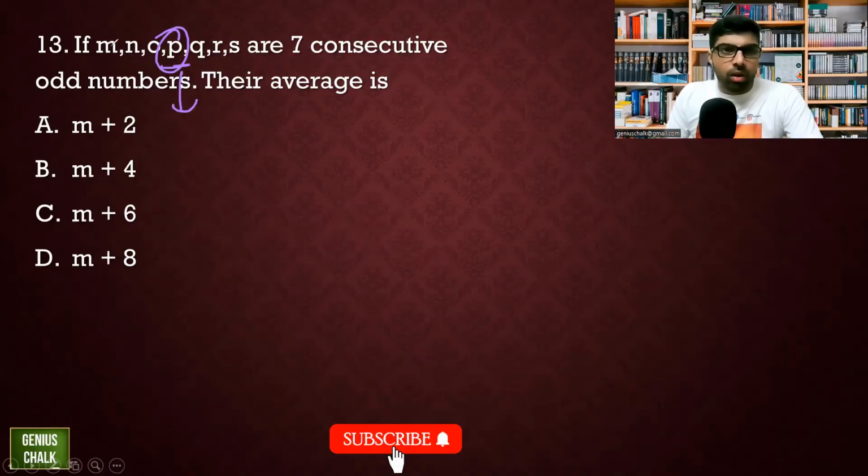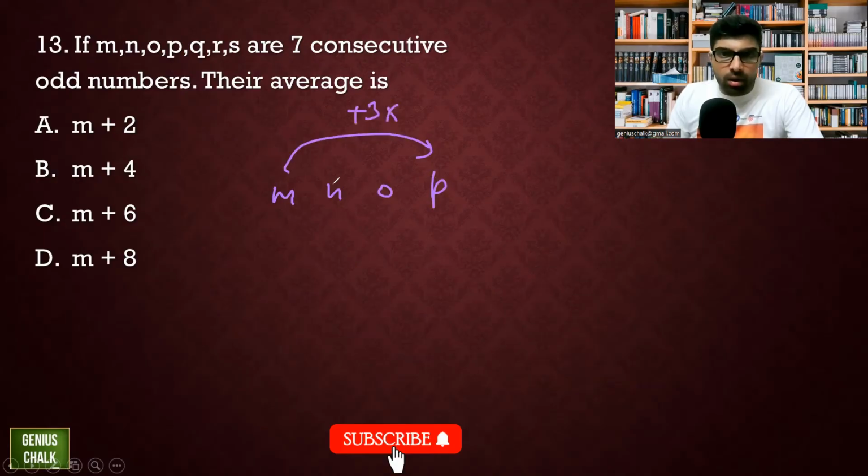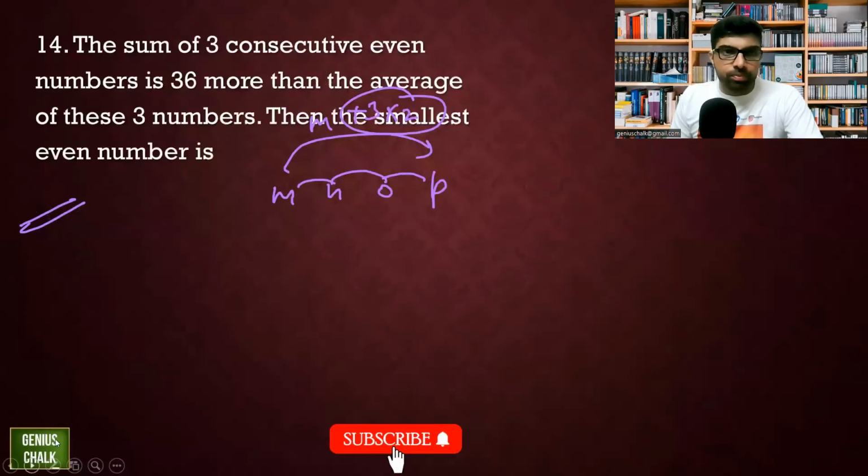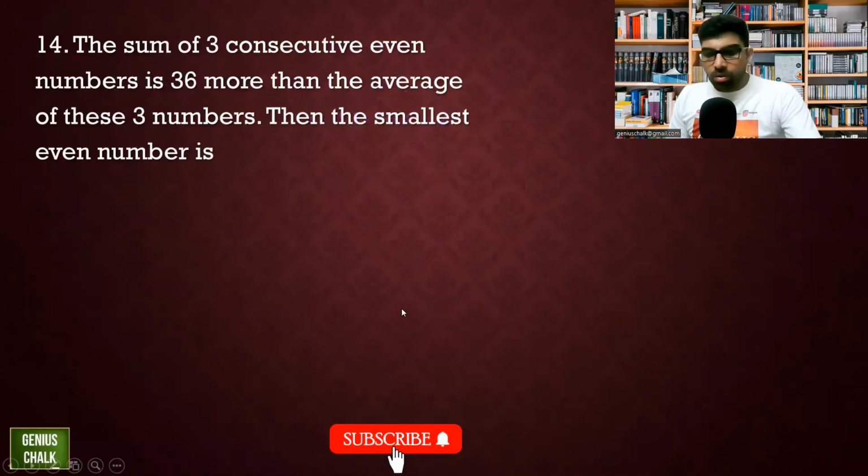Now, if this is the first term, how much gap is there? 1, 2, 3. So with M, N, O, P there is a gap of 3, and every number has a difference of 2. So M plus 3 into 2. In that way, you can solve this even faster. All right, now come to the next.